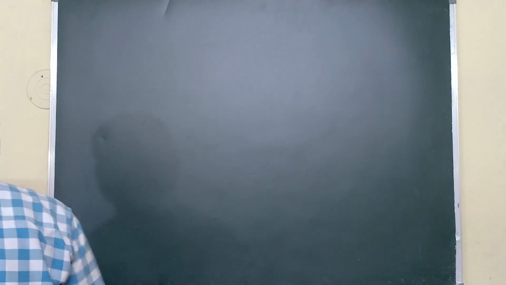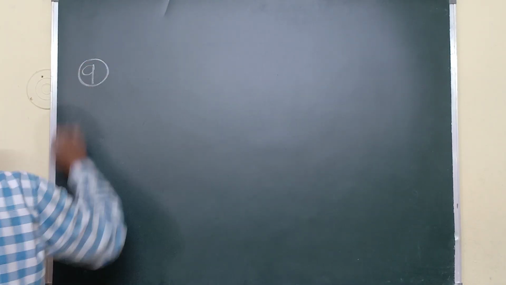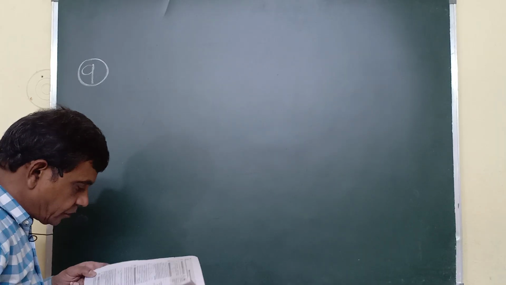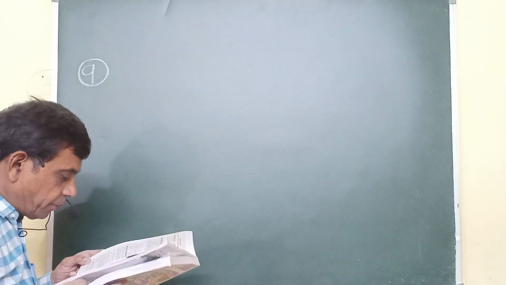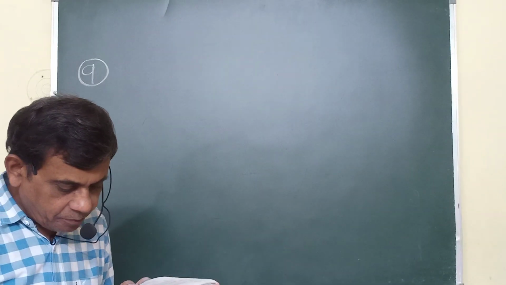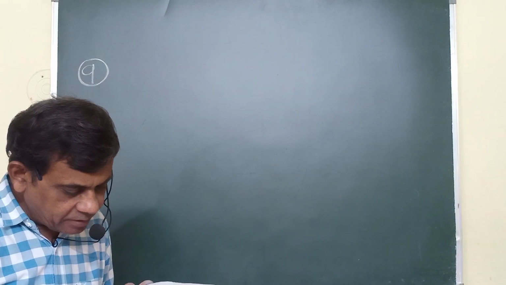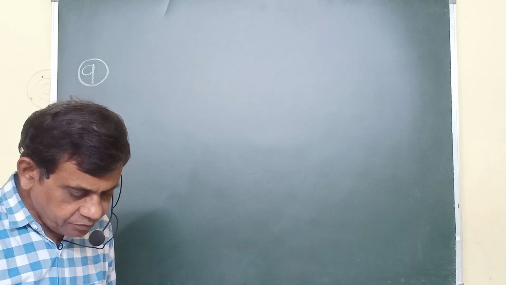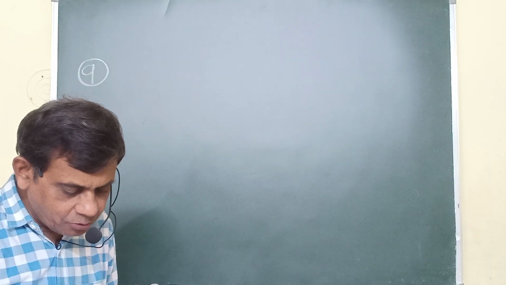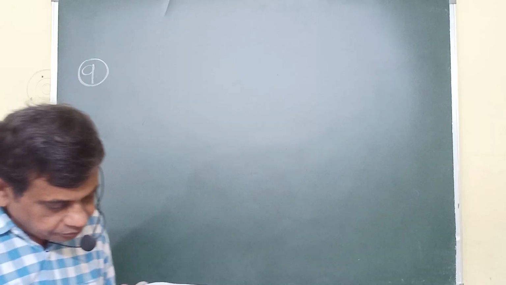Now question number 9. A particle is projected from the ground with a velocity of 5 root 2 meter per second at 45 degrees. When the projectile is at the highest point of the trajectory, it splits into two equal parts.